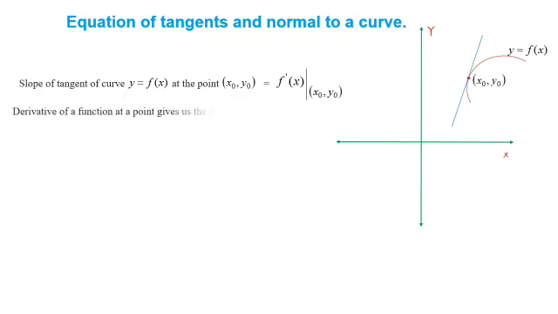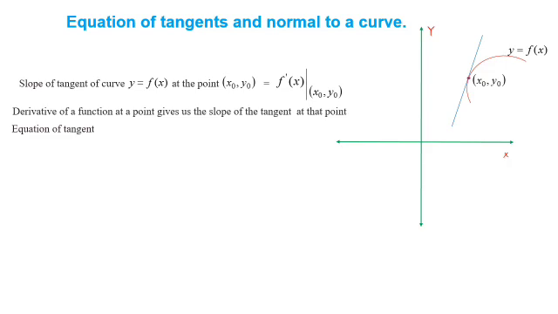Derivative of a function at a point gives us the slope of the tangent at that point. We have discussed this matter. Here y is equal to f of x is the function. The derivative of this function at a point, here our point is x0, y0, gives us the slope of the tangent at that point. By using this concept only, we have written this. The slope of the tangent we have got.